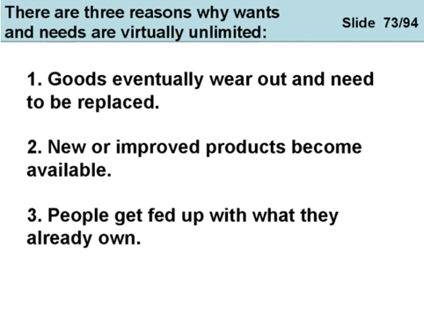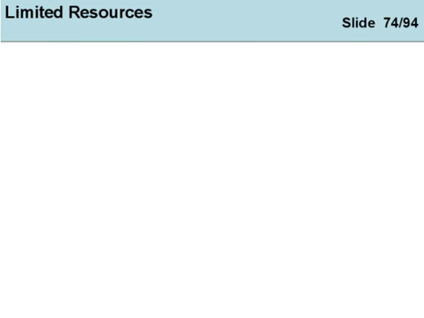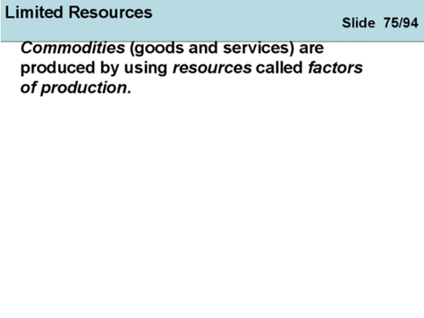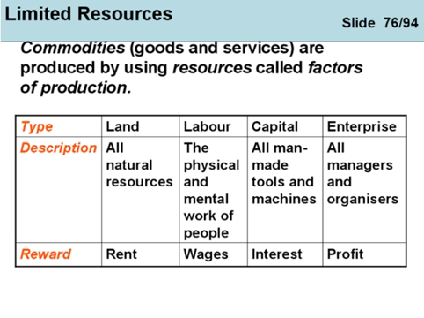Commodities, goods and services, which are produced by resources, are called factors of production. And the factors of production are in scarce supply. We normally identify four factors of production: land, labour, capital and entrepreneurship. All natural resources we classify as land, so forestry, agriculture, fishing, mining, all of that would be land. We just group it all under the heading land.